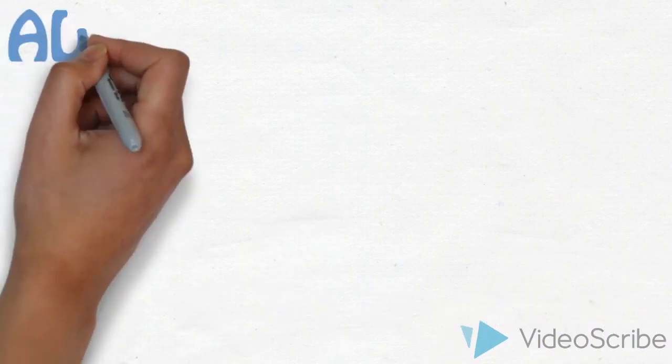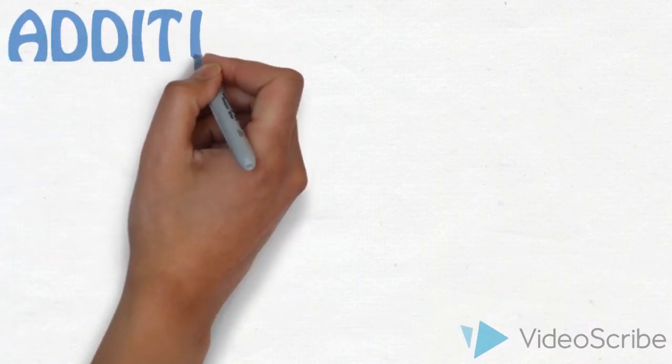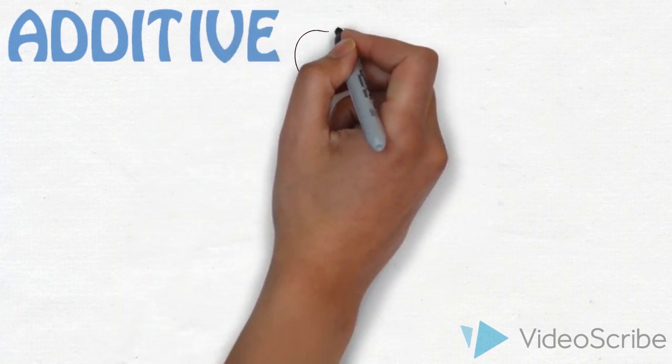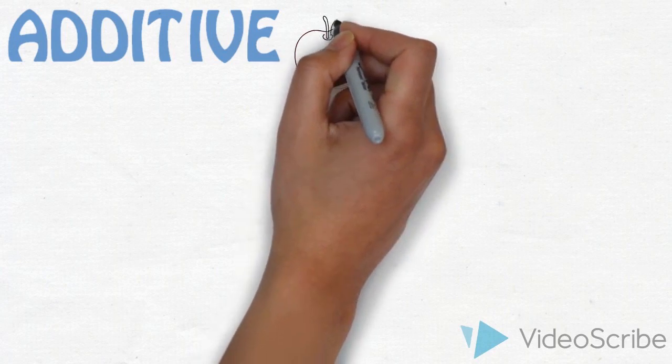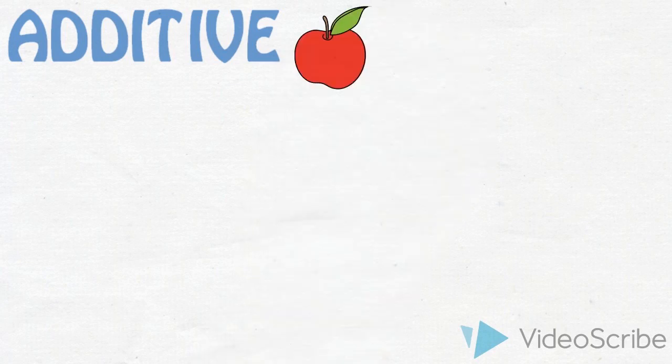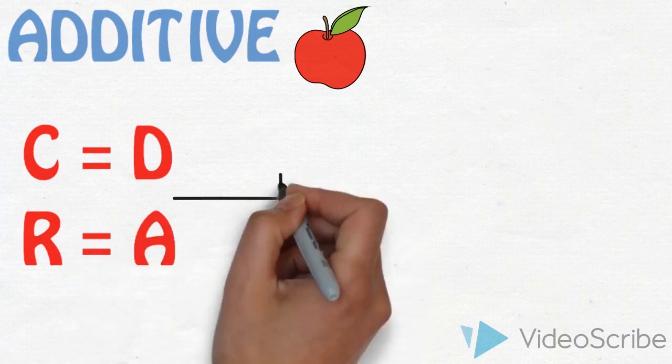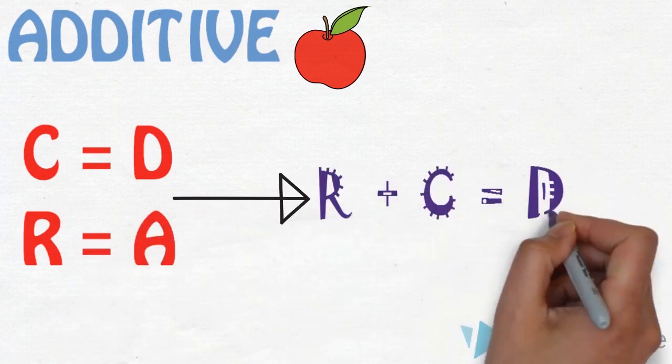In the fifth case, we have the additive property, in which we can add the same number to both sides of an operation and we continue having an equality, as the operation in its result continues being equal between them. As in the next example, C equals D, R equals A, so R plus C equals D plus A.